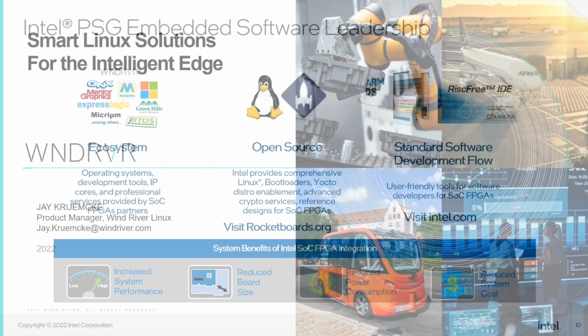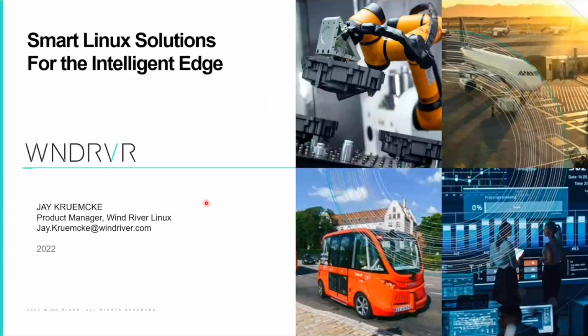All right, well, thank you very much. My introduction: I'm Jay Kremke, I'm the product line manager for Wind River Linux. We've had a very interesting partnership with Intel over various chipsets, but in particular the FPGA chips. I'll talk a bit more about it in a moment.